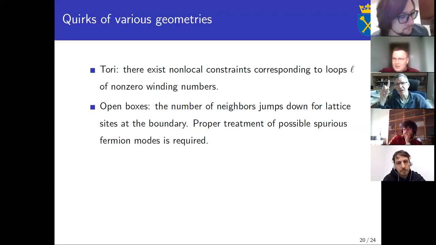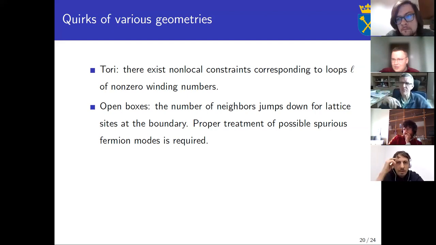Can you just eliminate some of the modes of the fermions at the boundary? You know, alpha was an arbitrary number.